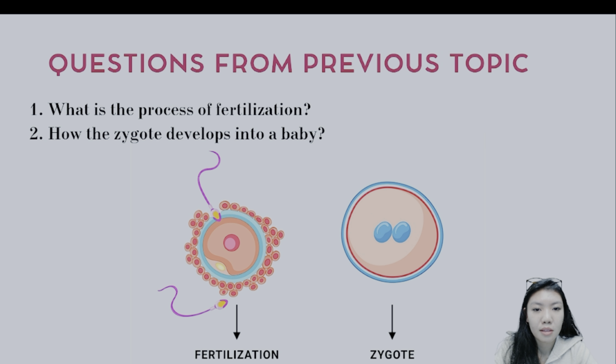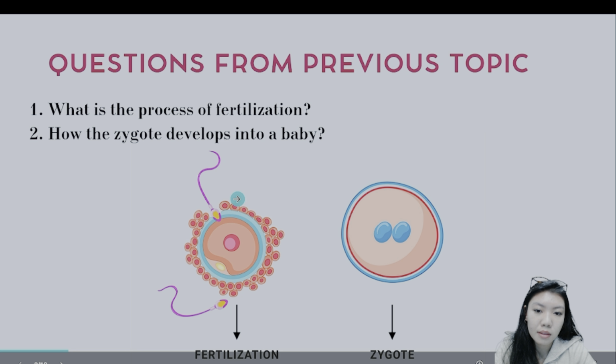What's the process of fertilization and how does the zygote develop into a baby? So from the picture you can see the process of fertilization. It's the fusion of the sperm cell and the egg cell, yeah? They come together and fuse and make the zygote. The zygote is the cell that comes from the egg cell and the sperm cell, and it will differentiate into many types and grow, also developing into a baby.